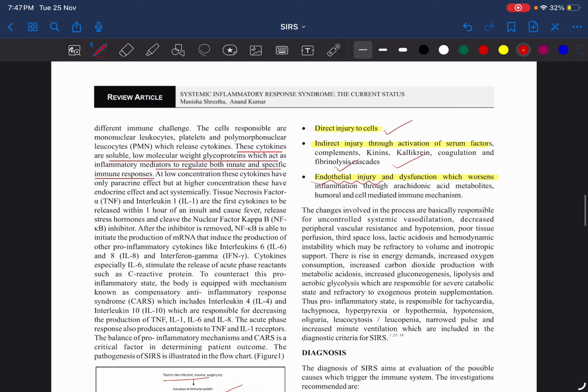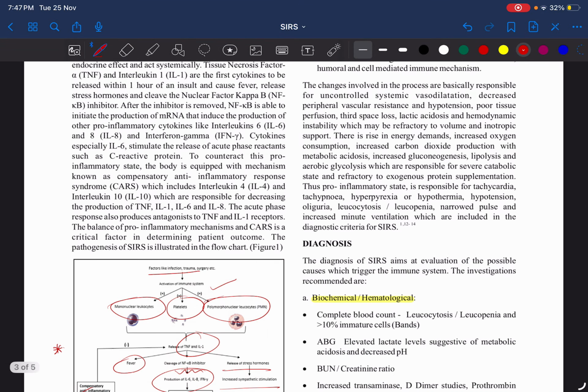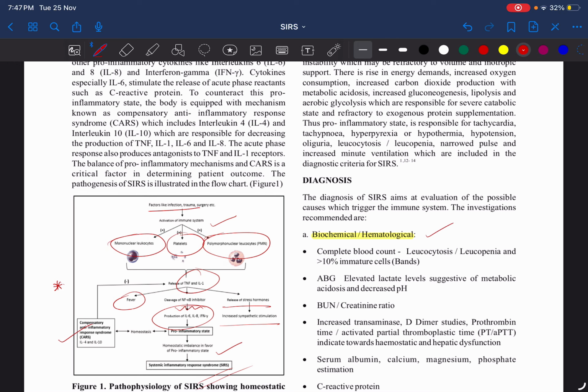Fine. So coming to how you will make the diagnosis of SIRS. As I told you, what is the diagnostic criteria for SIRS and what are the investigations we will do? First, biochemical or hematologic, that is complete blood count, where we have to see leukocytosis, whether it is less than 4,000 or more than 12,000, or whether there is more than 10% immature forms.